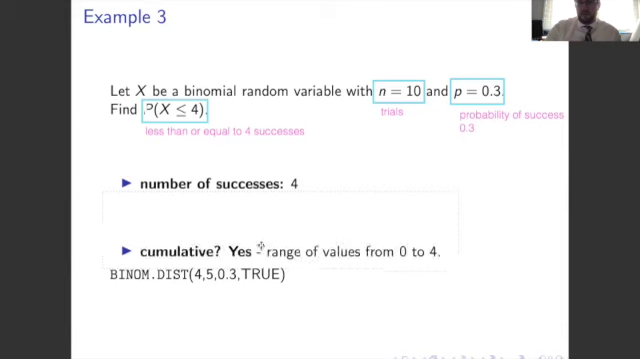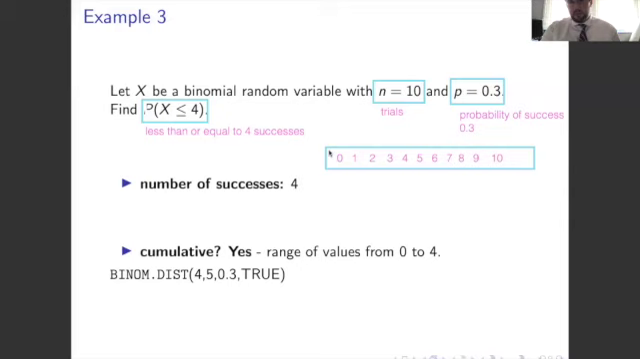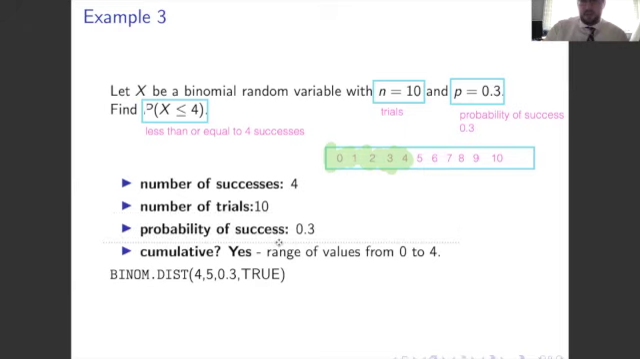But let's be careful. This is cumulative, because if I thought about what values I would accept, if I get 0 successes, is that okay? Yeah, that's less than or equal to 4. What about if I get 1? Yeah, if I get 2, if I get 3, if I get 4. These numbers are the numbers that are less than or equal to 4. So because I'm dealing with a range here of values from 0 to 4, this is a cumulative calculation. The other numbers I need are the number of trials, which is 10, and the probability of success, which is 0.3. So I take those numbers and plug them into the binom.dist formula: 4, 10, 0.3, true.